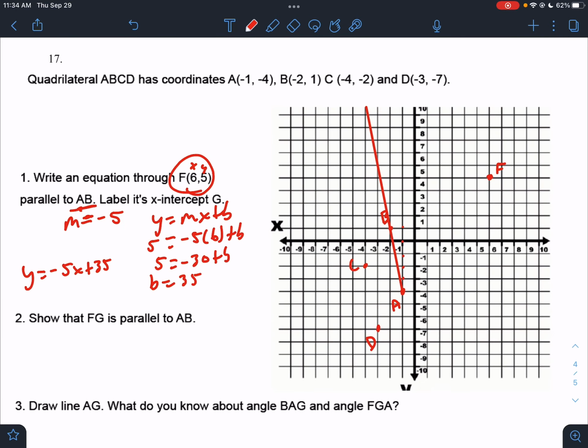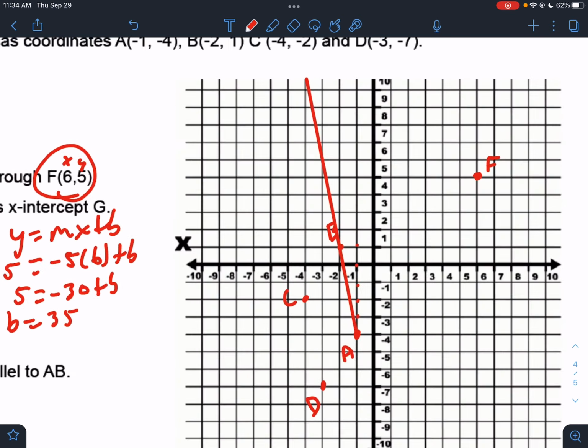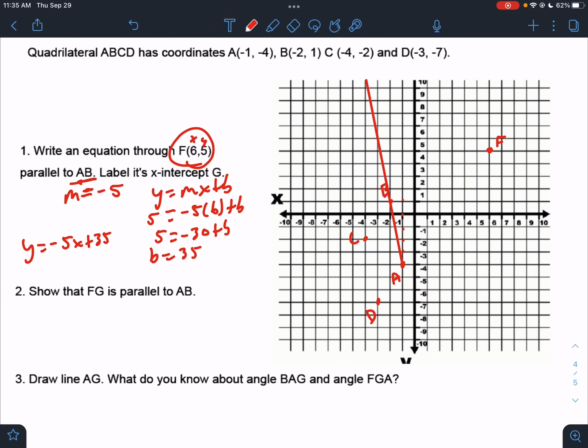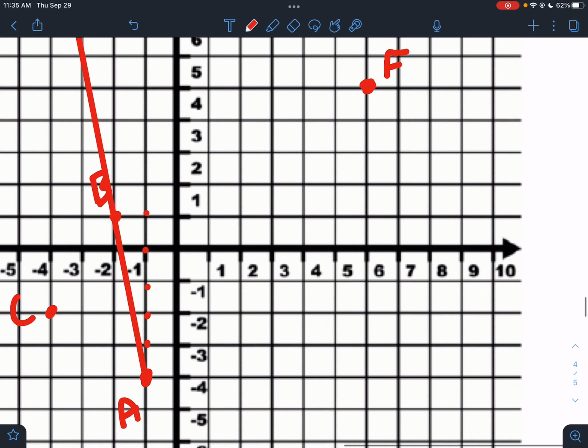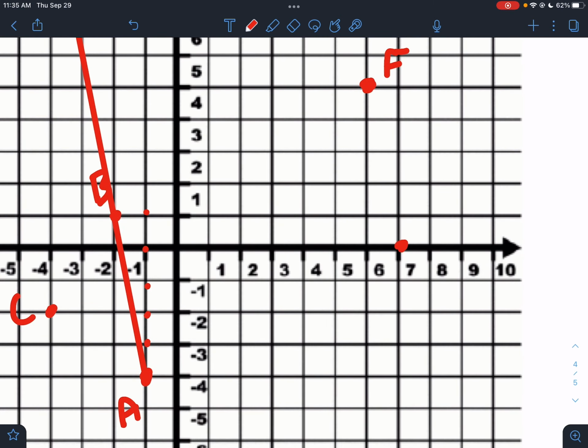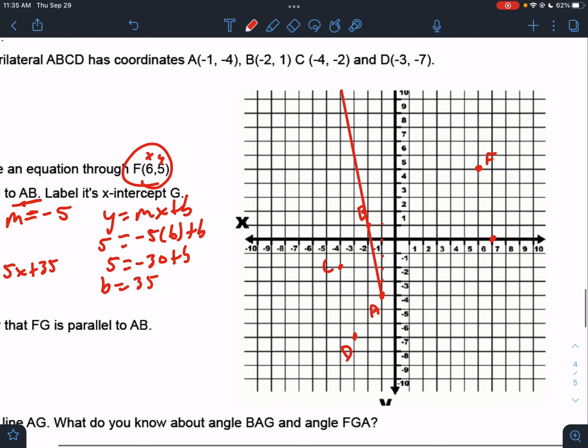It says label its x-intercept G. Okay, well, if I apply, the slope is -5, right? So let's just do that. 1, 2, 3, 4, 5. Oh, there's the x-intercept right there. So there's your parallel line.